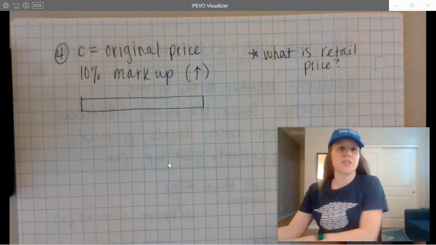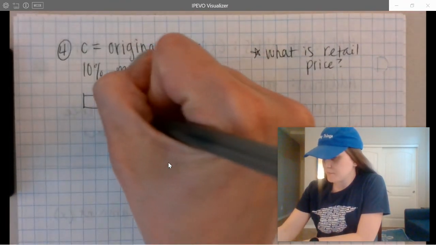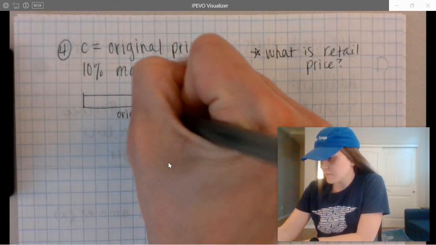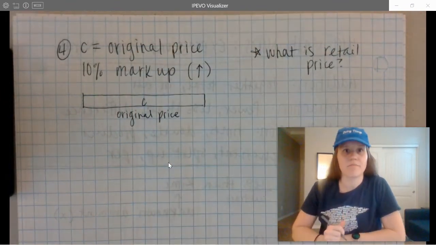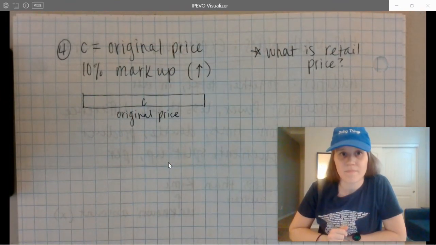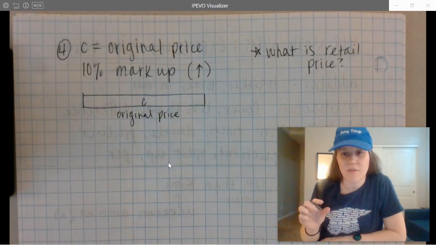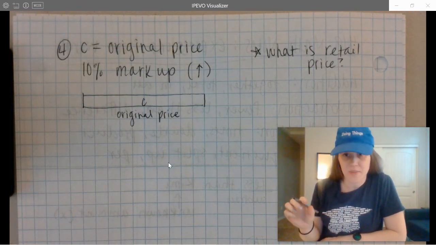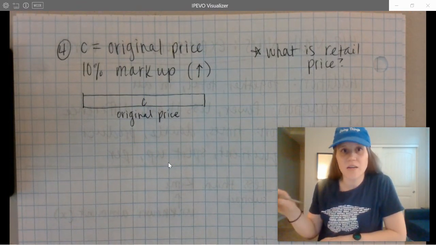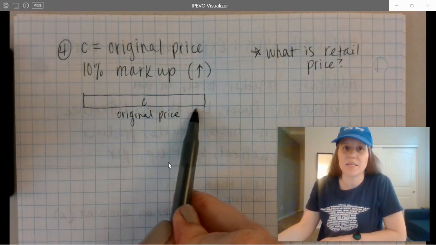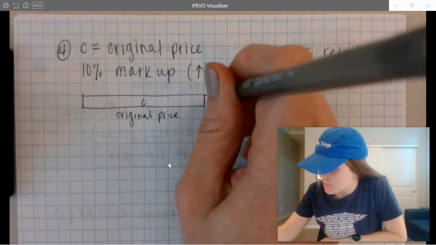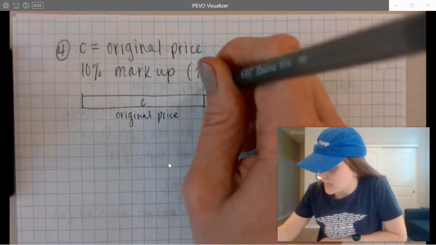Do we know how much the original price is? No, all we know is that it is C. I do know that this guy is going to increase the price by 10%. So I'm going to show that on my tape diagram by adding a little box that's about 10% of this, okay? So we're going to mark up the price by 10%.